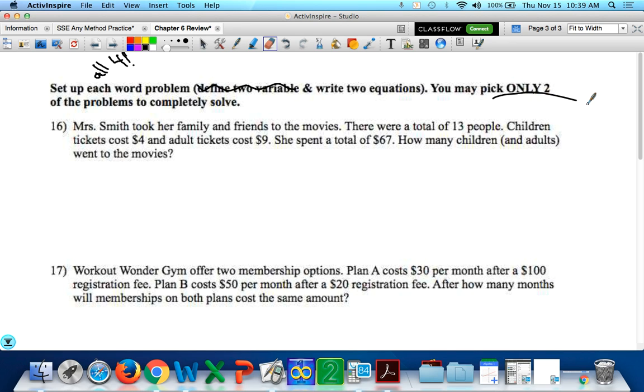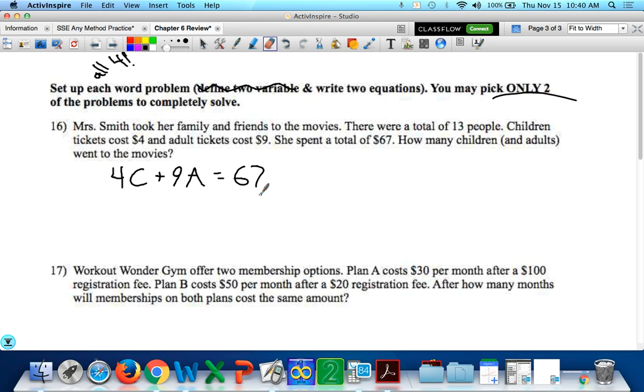Miss Smith took her family and friends to the movies. There are a total of 13 people. Okay, children's tickets cost $4 and adult tickets cost $9. She spent a total of $67. How many children and adults went to the movies? So to set this up, this is two equations. The first equation is pretty easy to find for most people. Okay. Children tickets cost $4. That means 4C plus $9 for adult tickets, 9A equals $67. That's the one that most people can find immediately, okay?